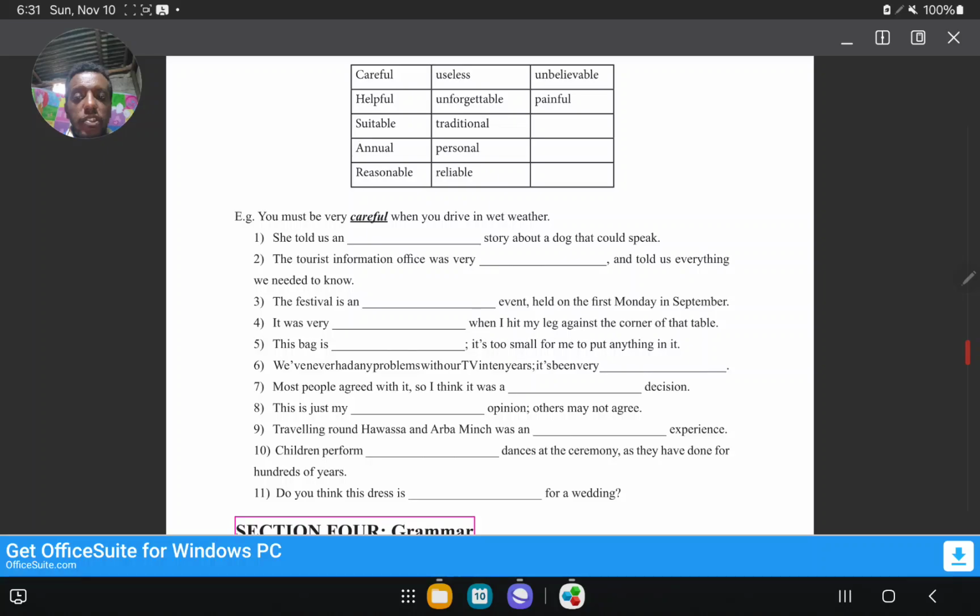Look, question number 1. The first one has been done for you, that is an example. She told us a dash story about dogs that could speak. Oh, what is she? You should understand from the context. A dog that can speak, which is the answer you think? Unbelievable. Yes, it is unbelievable.